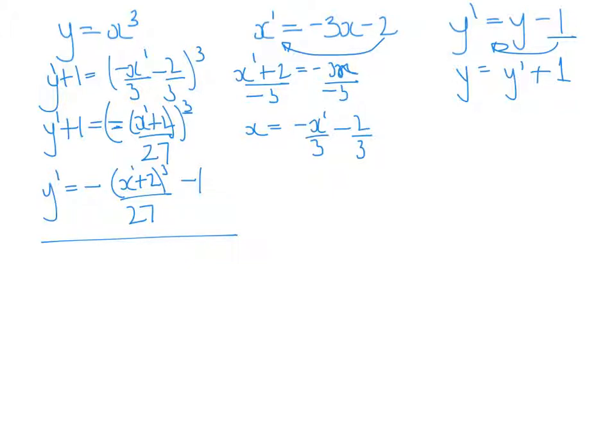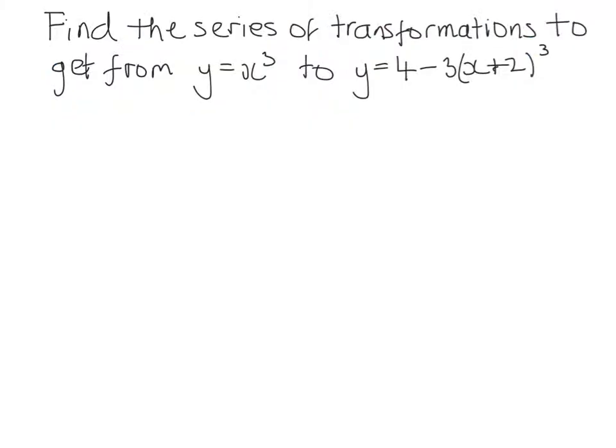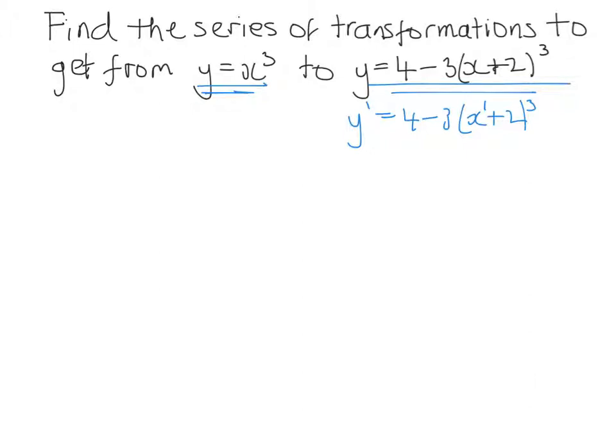Alright, let's try another one. Okay, so what we're going to do now is to change this into this. Now what did we do? If this is the old function and this is the new function, let's make this one dash. So y dash is equal to 4 minus 3 times x dash plus 2 cubed. Alrighty, I'll take this 4 across, y minus 4, and this minus 3 I'll divide by minus 3.